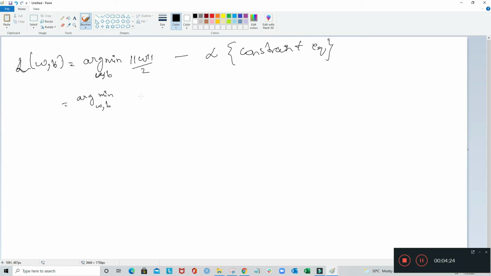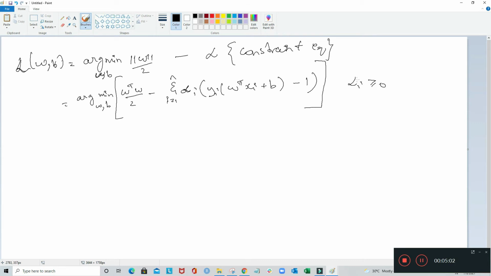argmin, find w and b for which we can minimize the inside part: w transpose w by 2, and the summation of i equals 1 to n of alpha i times my constraint, yi (w transpose xi plus b) minus 1. And for this, my alpha i should be greater than or equal to 0.